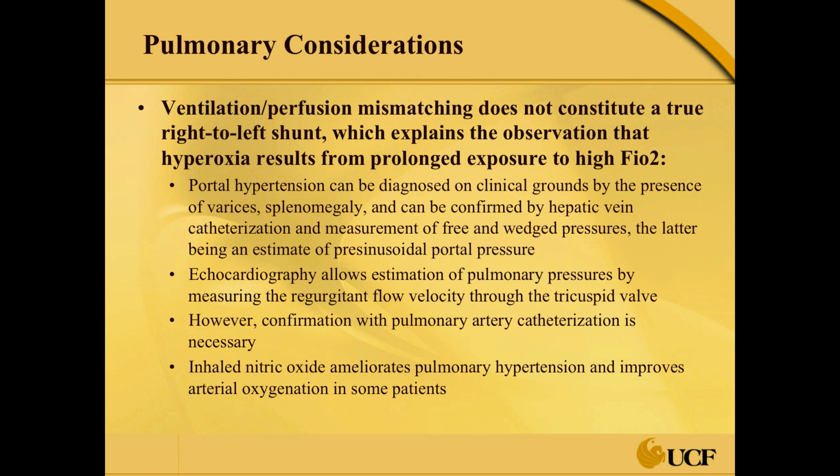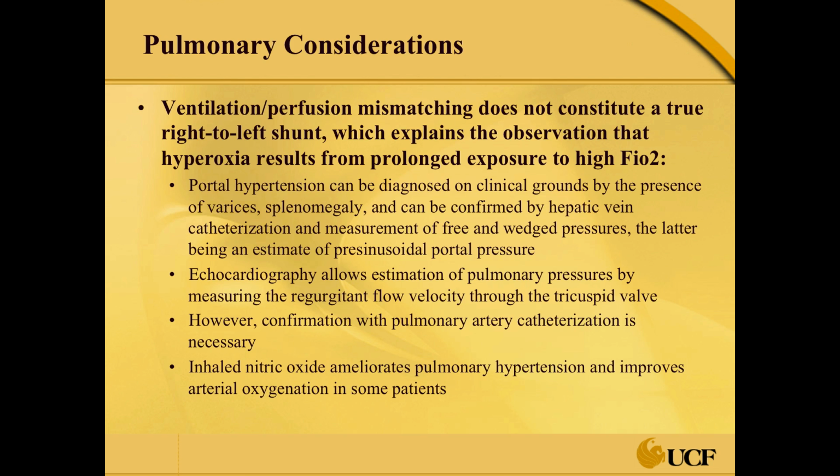Portal hypertension can be diagnosed on clinical grounds by things like varices, splenomegaly, and hepatic vein catheterization pressure measurement, wedge pressure for example, the latter being an estimate of pre-sinusoidal portal pressure. Echocardiography allows estimation of pulmonary pressures by measuring regurgitant flow velocity through the tricuspid valve. However, confirmation with pulmonary artery catheterization is necessary.